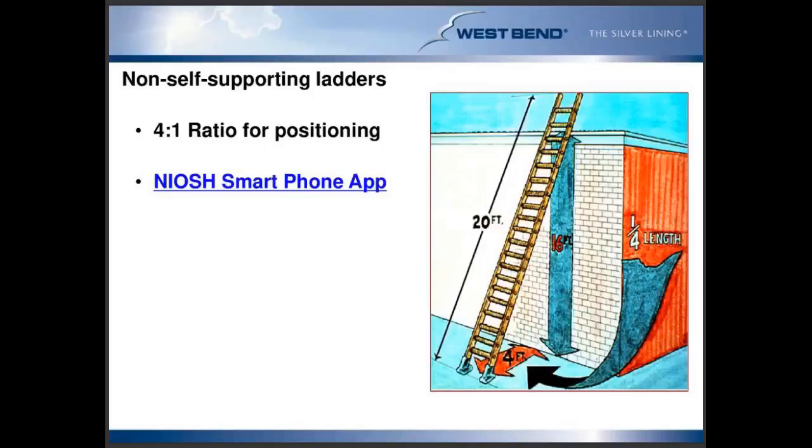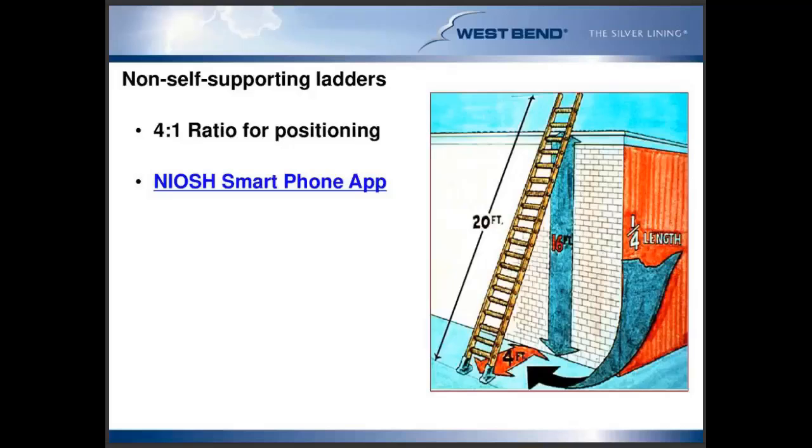4-to-1, what we're talking about here essentially is if you have a 16-foot wall up to a roof that we need to gain access to, we need to have the feet of that ladder placed 4 feet away from that wall. So 4 being the height and 1 being the horizontal distance the ladder feet need to be from that surface.